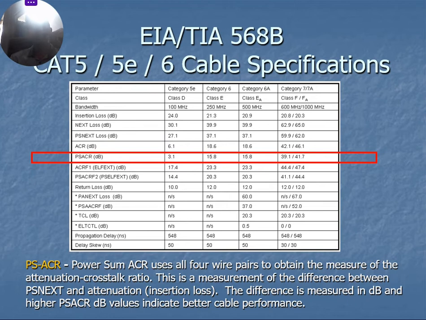Now let's go to another one, which we call the PS attenuation to crosstalk ratio. PS is the power sum, meaning you are doing it for all the 4 wire pairs. The power sum attenuation to crosstalk ratio uses all the 4 wire pairs to obtain the measure of the attenuation crosstalk ratio. If you do it for 1 pair, then you are just doing the attenuation to crosstalk ratio. If you do it for all the 4 wire pairs, then you have what we call the PS sum.